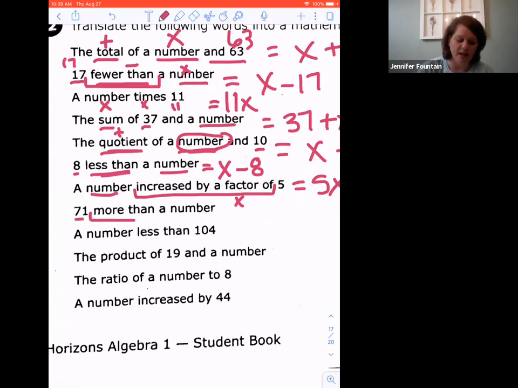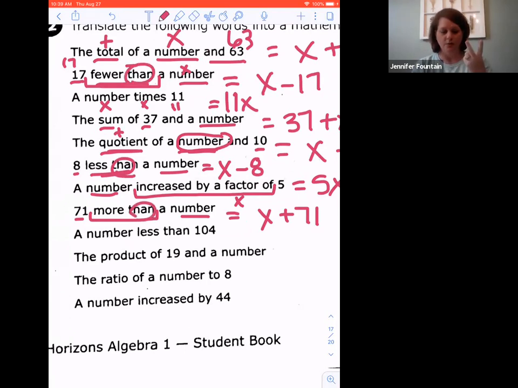71 more than a number. Now on this one, like I said, addition's commutative, so I could have 71 plus n, but the way it's written is that I've got my number first, and then I'm adding 71. So more than, flip it. Like when we see that word than, I know that I'm flipping to put my second thing first. Okay, so like fewer than, I need my number first. Less than, my number came first. More than, my number came first.